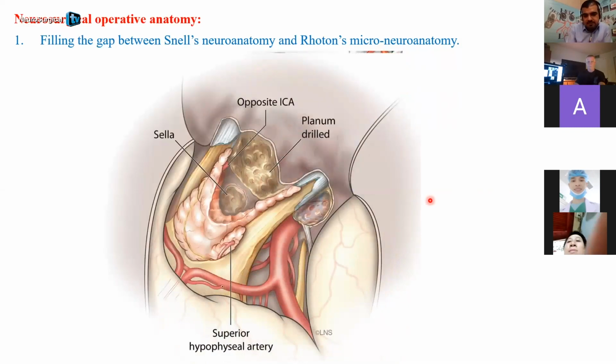Another example, which is a very nice picture, looks like a giant pituitary adenoma with the transcranial approach, and they drill the tuberculum sellae, or part of the planum, to get down to the sella and resect. But let's take a close look first.